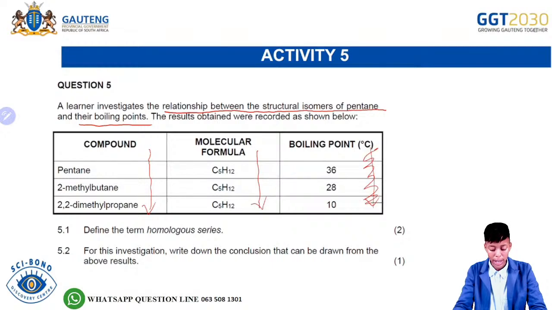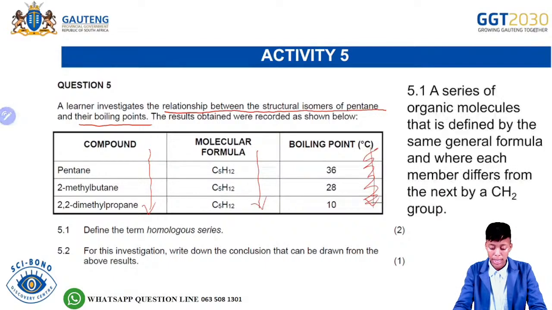The first question here, 5.1, says define the term homologous series. It is a series of organic molecules that is defined by the same general formula and where each member differs from the next by a CH2 group. I'm sure this definition you should know off by heart by now.